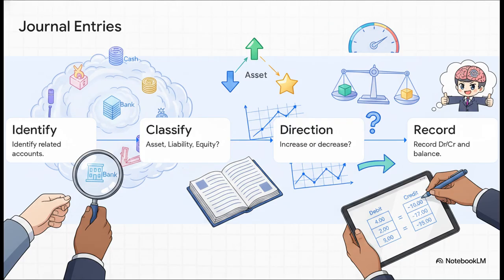Step 1, identify. Which specific drawers are opening? Step 2, classify. Are they assets, liabilities, or revenue? Step 3, direction. Is the cash or value going up or going down? And step 4, record. Log the debit and credit and verify they balance perfectly. If you just stick to these 4 steps, journal entries are going to become second nature in no time.